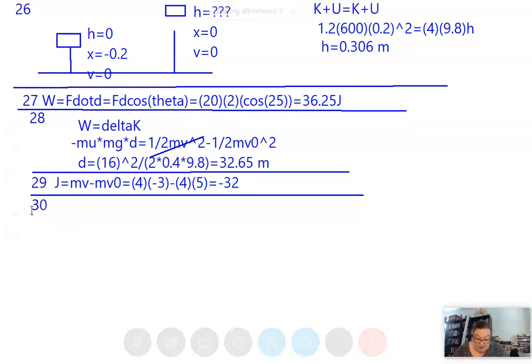30. 2 ice skaters push off against each other starting from a stationary position. The 45-kilogram skater acquires a speed of 0.375. What speed does the 60-kilogram skater have? So this is an inverse collision. This is when they push off apart from each other, and collisions make me think momentum. So this is going to be a conservation of momentum problem. So m1v1 plus m2v2 equals m1v1 plus m2v2.